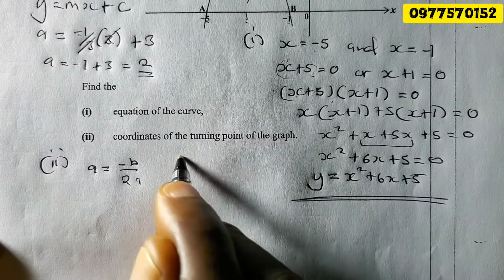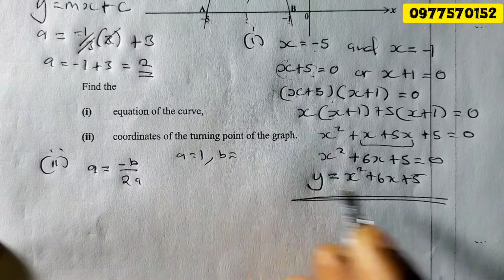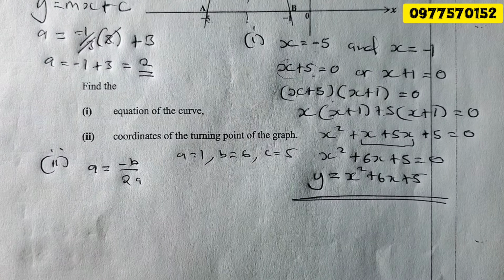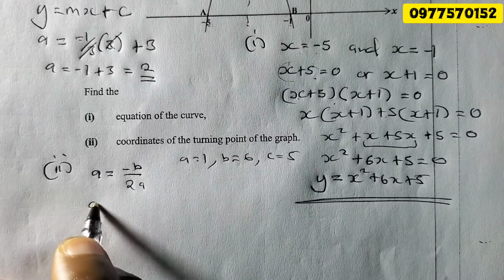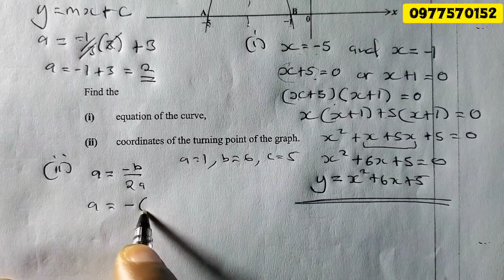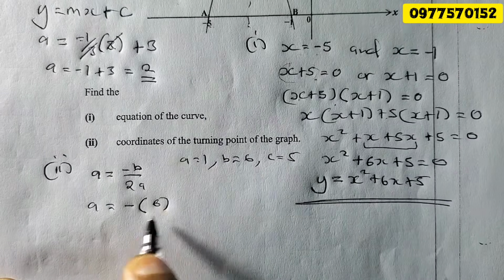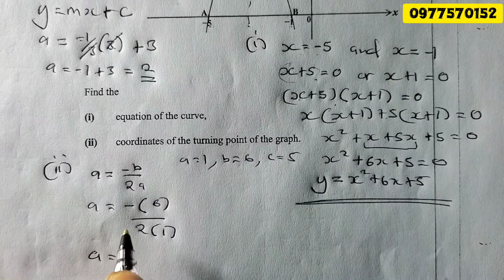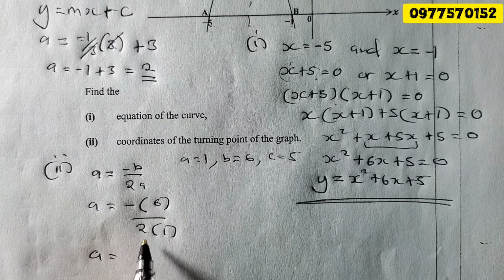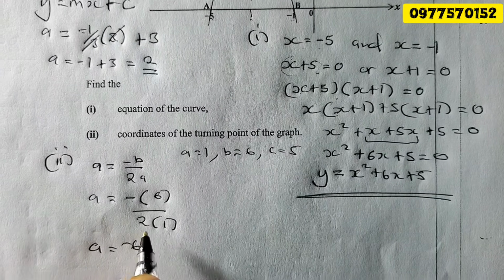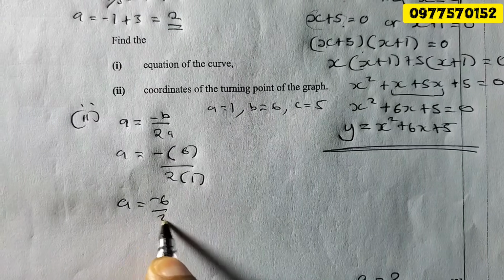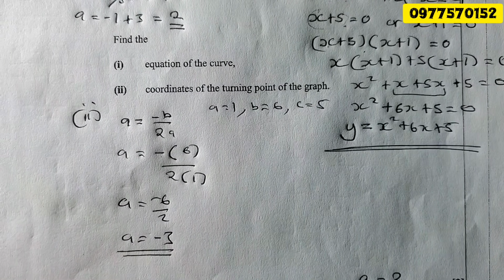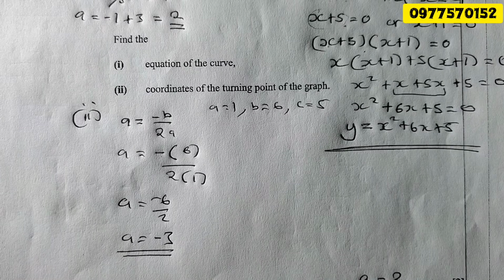The value of a is 1, the value of b is 6, the value of c is 5. So, let me substitute here. x is equals to negative b, which is 6, over 2a, a is 1. Okay? Negative times 6 is negative 6. 2 times 1 is just 2. 2 into 6, negative 6, negative 3. You will see the value of x is negative 3.